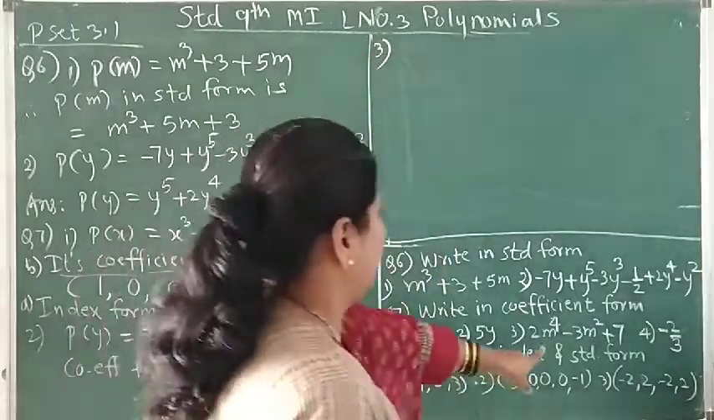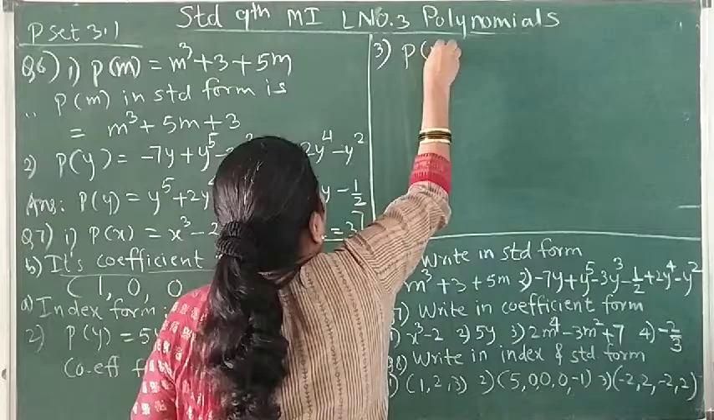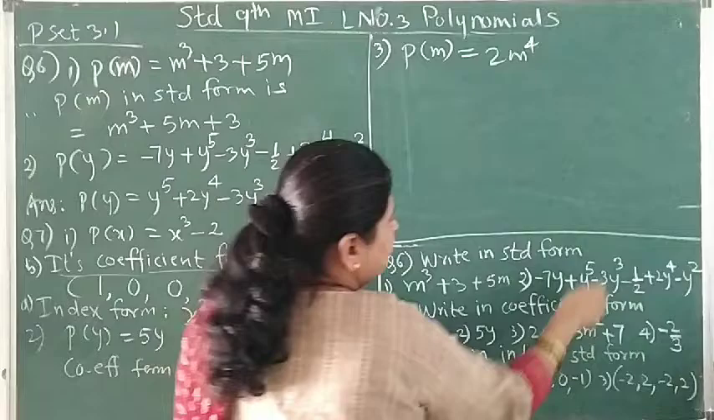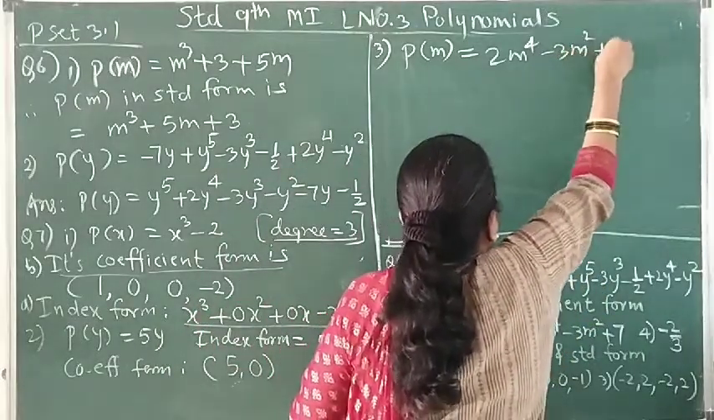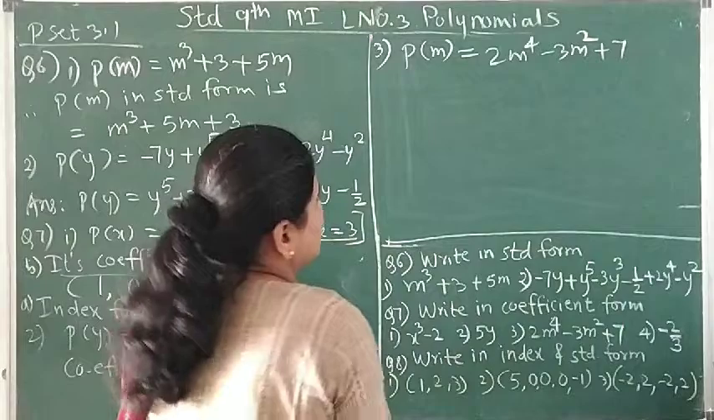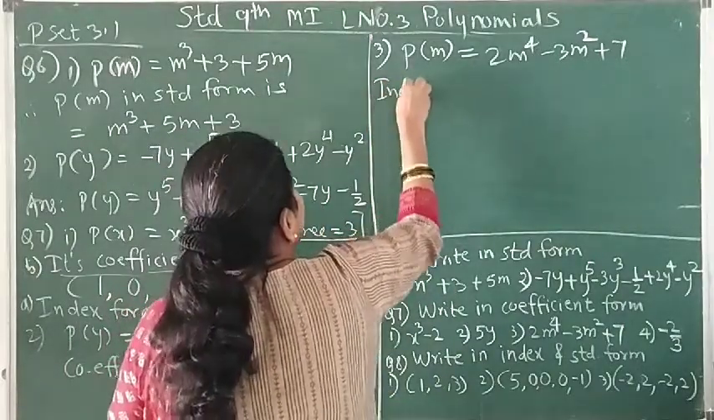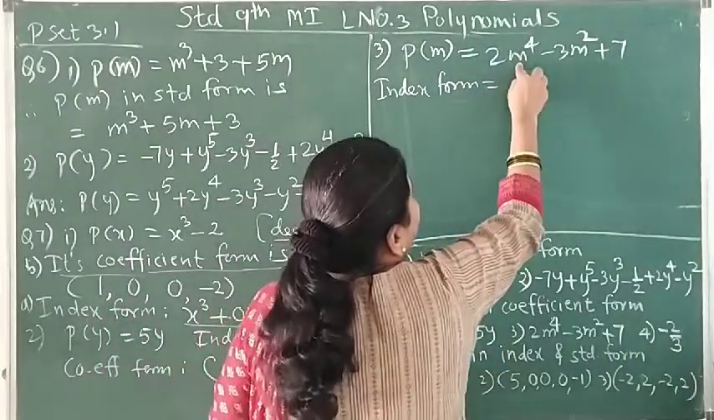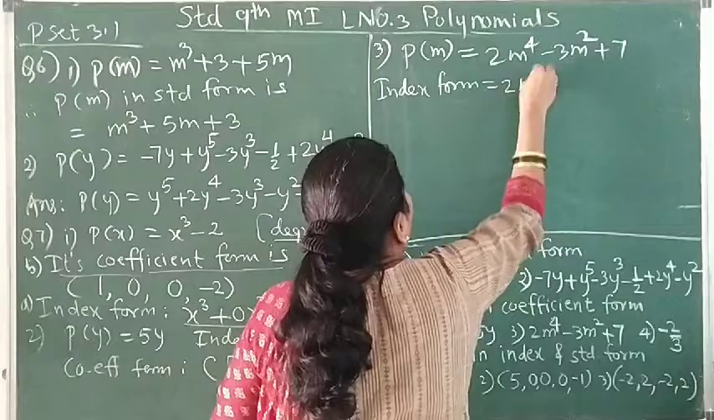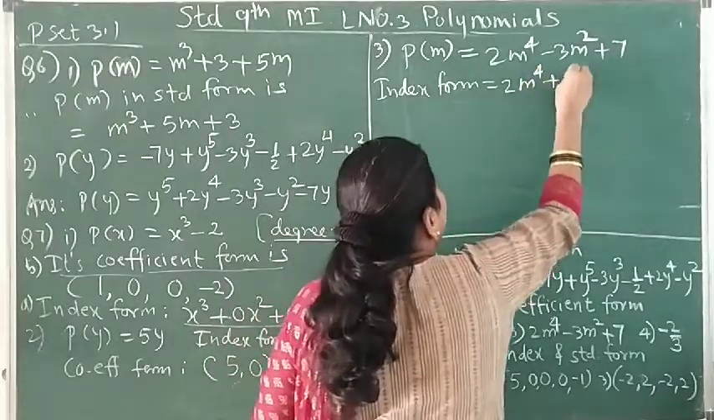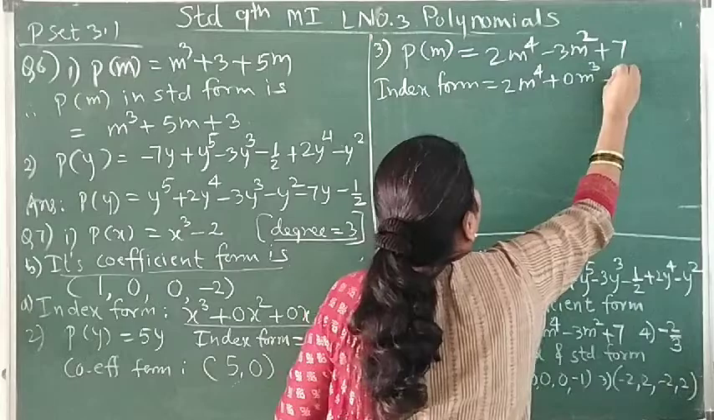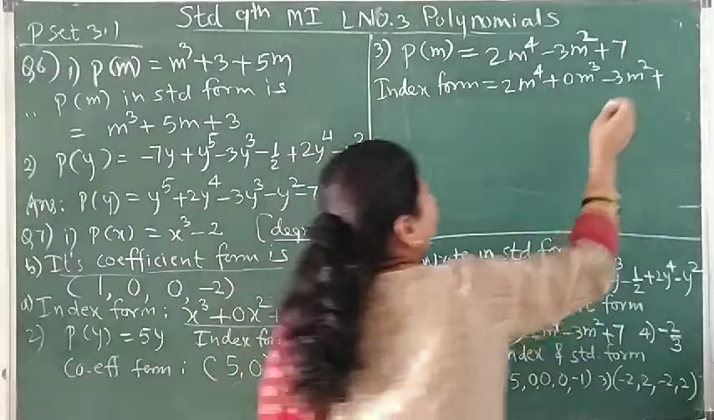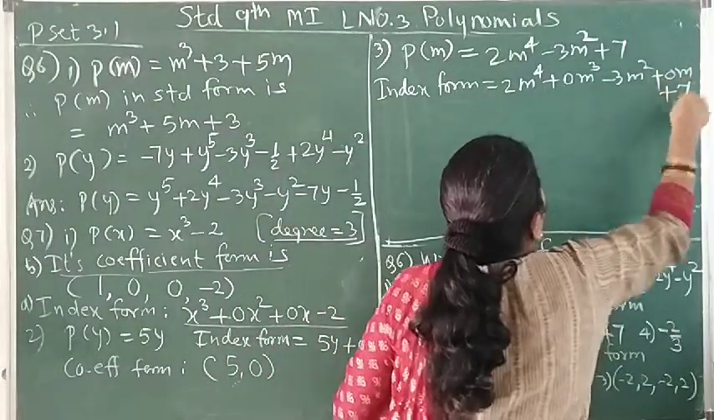The third one is a polynomial in m: 2m raised to 4 minus 3m square plus 7. If you want to make it easier, you can write the index form and then go for the coefficient form. 2m raised to 4 is the highest power. The cube term is missing, so you can write 0m cube, then minus 3m square. The m term is also missing, so you have to write 0m and then plus 7.